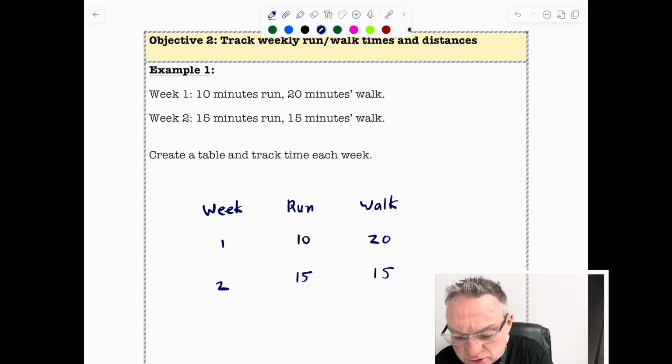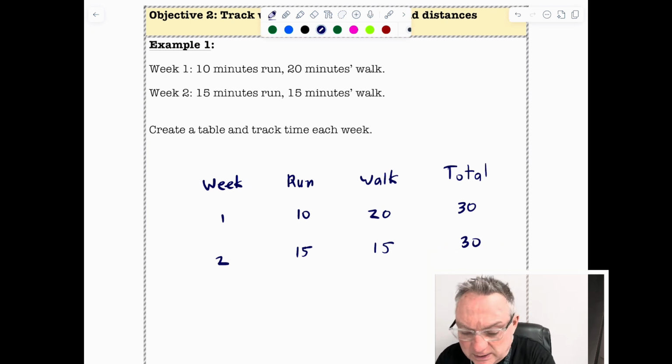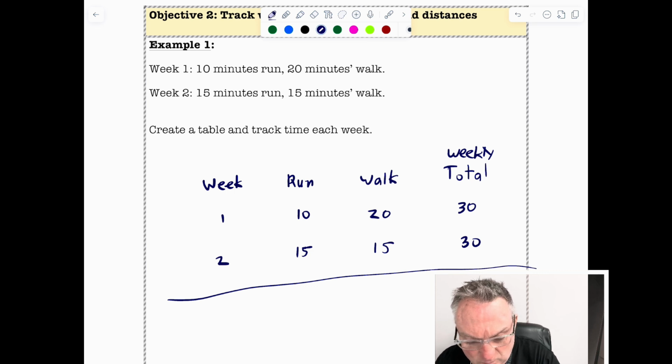And you might want to just track the total as you go along. And so the running total for run and walk is 30, and for run, it's 30. That's actually for the week, weekly total. And down here, I could have the run totals, which is 25 minutes and 35 minutes for the walk. Okay.